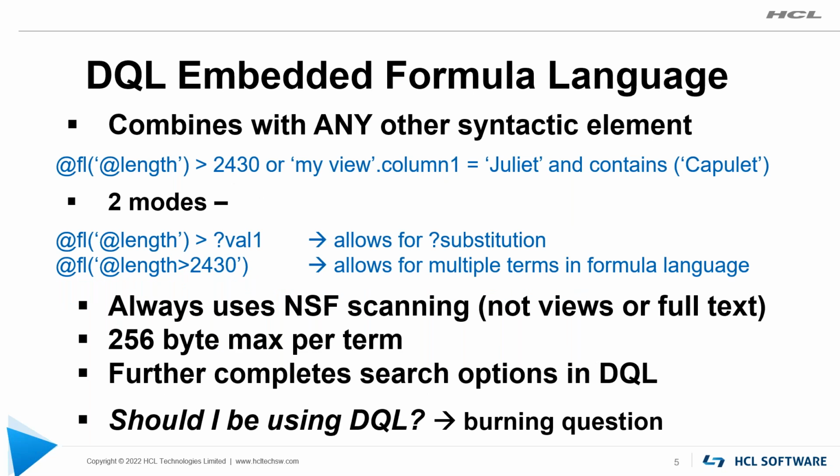Okay, next. It does combine with any other syntactic element of DQL. You can and, or, and not, and all those things. It does use, for the binary, the two-sided example, the third example on the page here in blue, the question mark val1, which does do substitution, so you can do that. We don't do a substitution inside the unary operator, the third one down. So 256 byte maximum, that's one limitation we have.